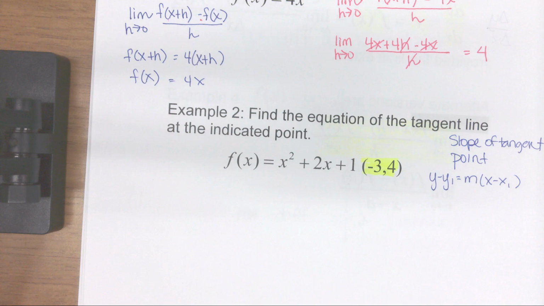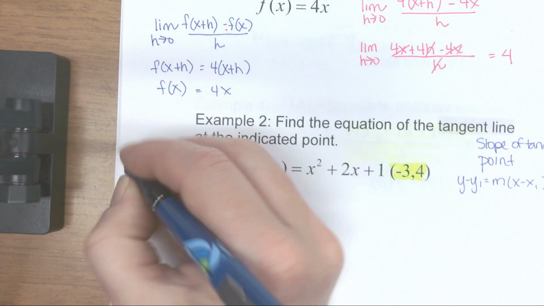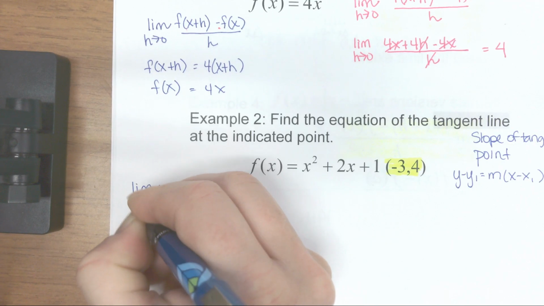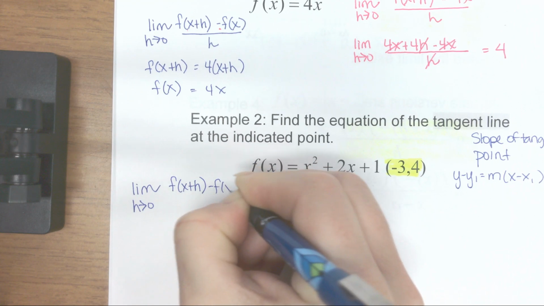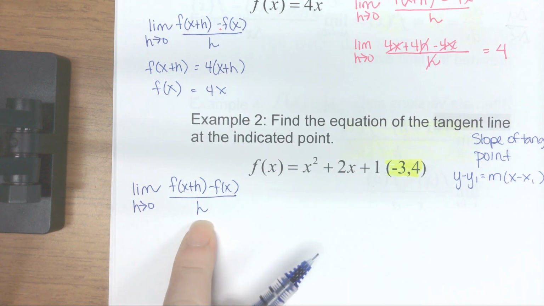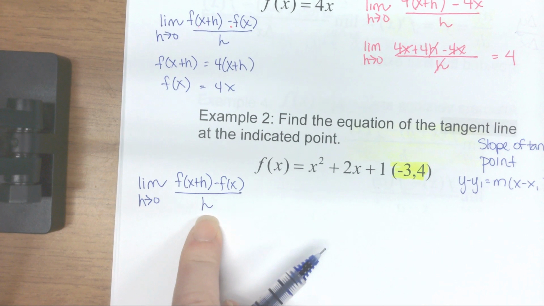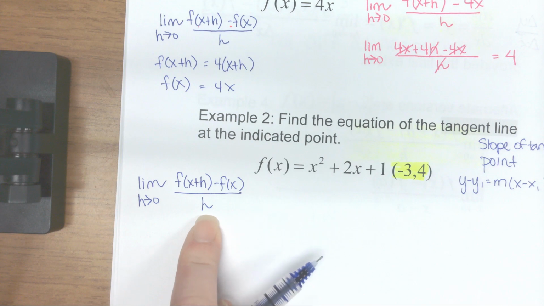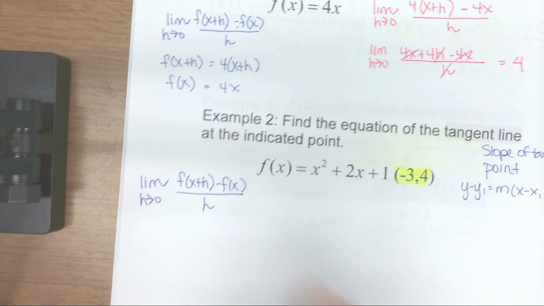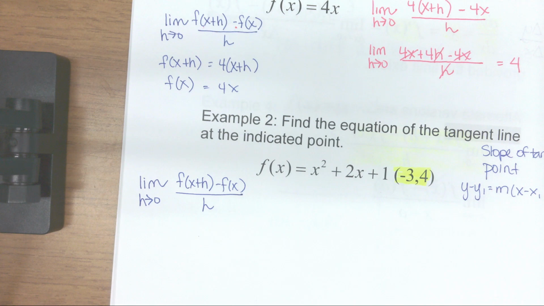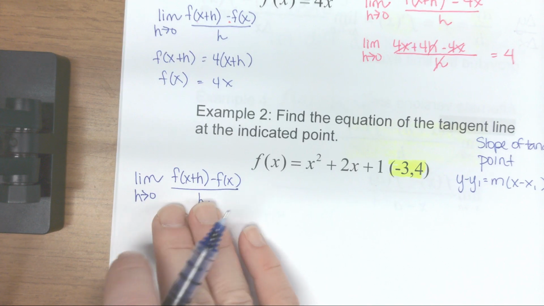All right, so I'm going to go ahead and rewrite my formula again. So we have f of x plus h minus f of x over h. What is this again? What's this called? Oh, the derivative. You could say the derivative, the slope of the tangent line. This is the slope of the tangent line, okay? That's what this definition stands for.